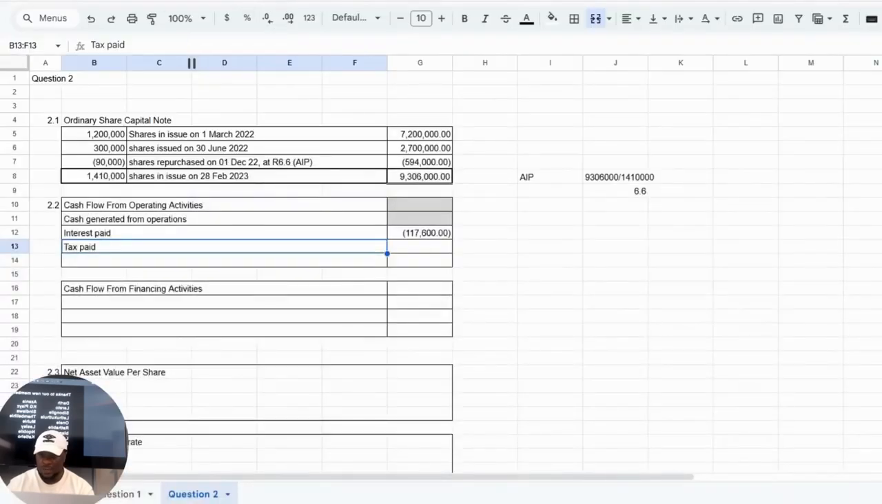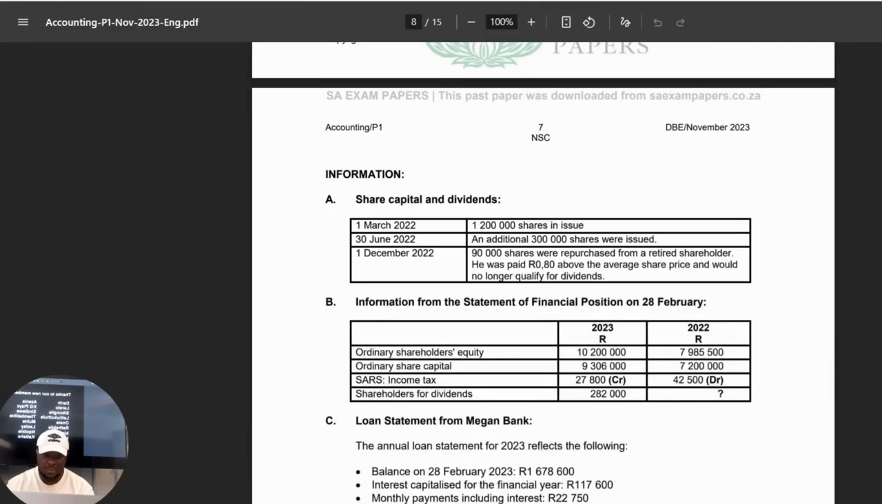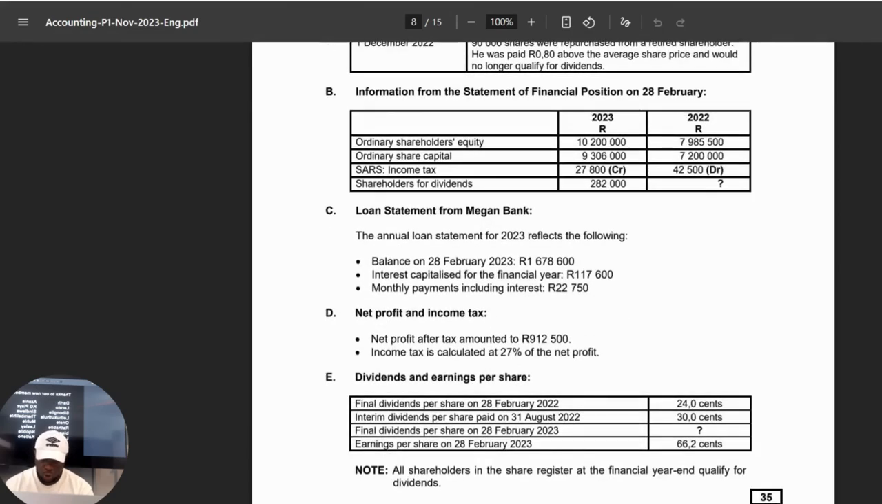So then for tax paid, I'm going to open a bracket. Now I'm going to write this amount as a positive because it is a positive amount. We can even put a plus in front of it just to make it clear that this is the money that came in, because SARS was owing us money, and so they paid us the money during the year, and so that would be a positive amount. The next thing I want to look at before I look at this 27,800 is basically the income tax for the year. So let's see.